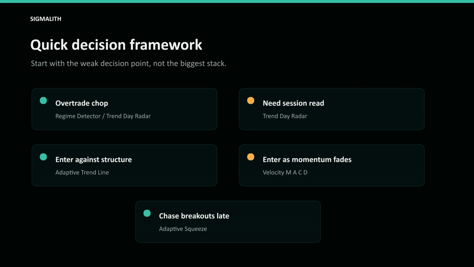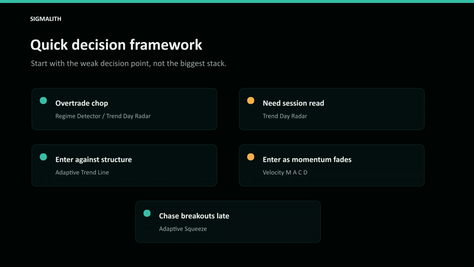Here is the simple framework. If you overtrade chop, start by reviewing regime detector or trend day radar. If you need to classify the full session, review trend day radar. If you enter against structure, review adaptive trend line. If you enter when momentum is already fading, review velocity MACD. If you chase breakouts or struggle with compression and expansion, review adaptive squeeze.